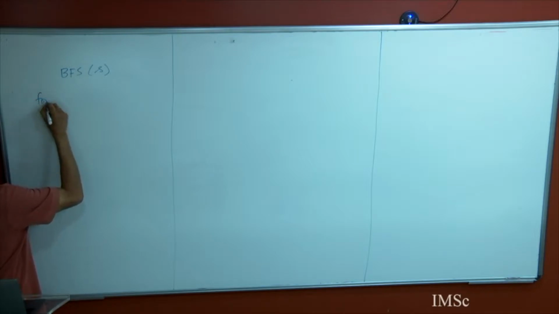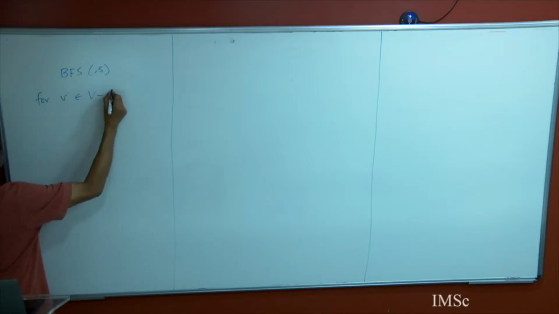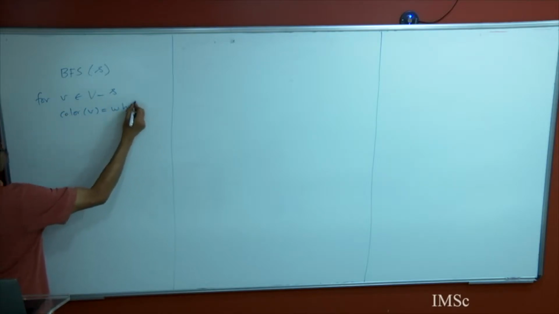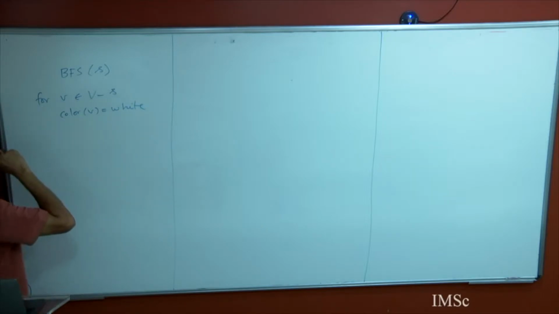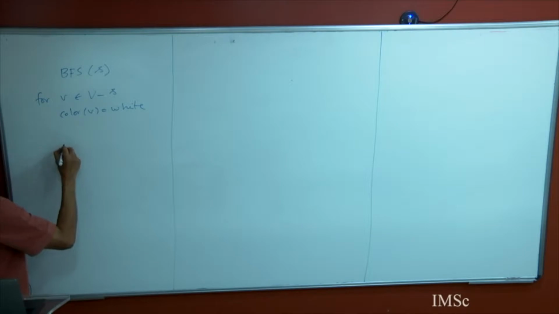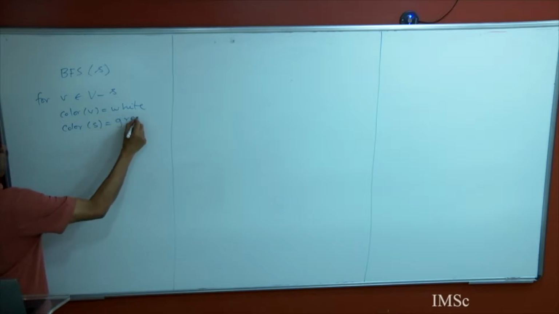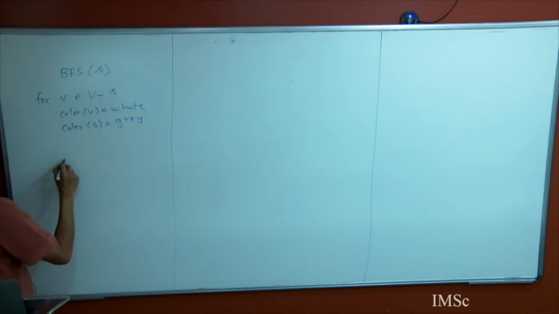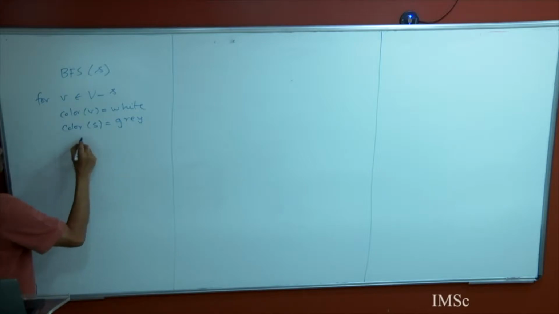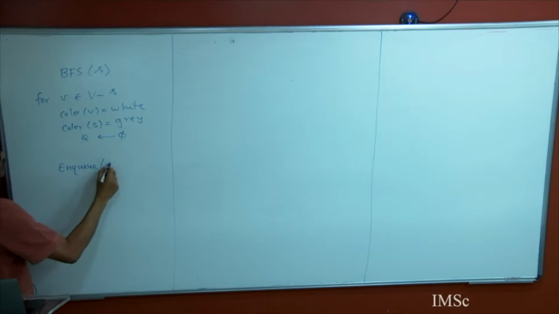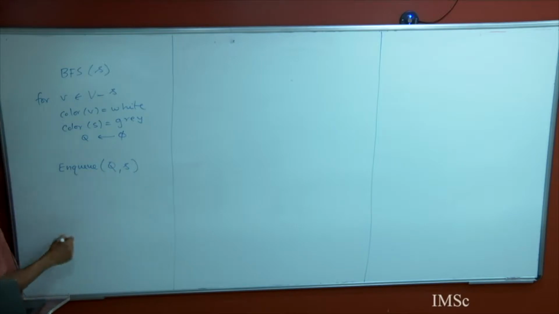So, for V in V minus S, we are going to color it white. And we are going to have color of S is gray. And there is a Q which is empty. So this is the proper operation on the Q, add Q to S. So S is added to Q.